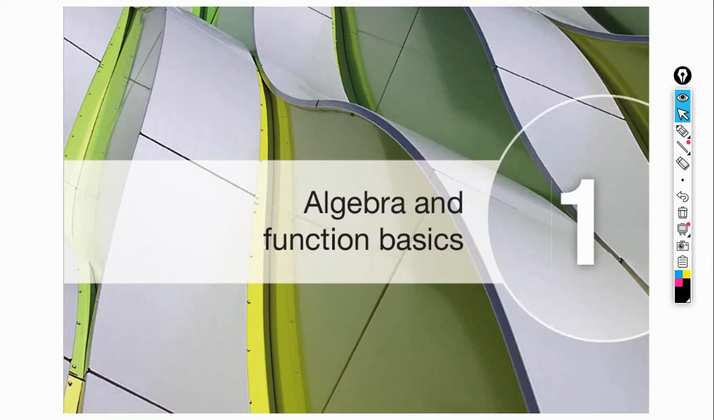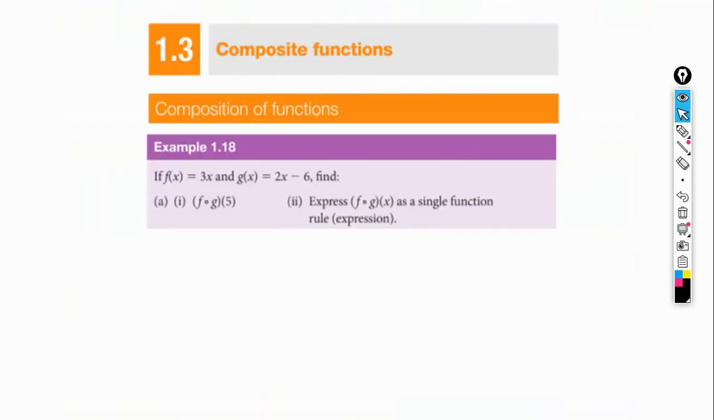Hi everybody. So in this video we're going to continue with chapter 1, Algebra and Function Basics. And specifically we're going to go into topic 1.3, Composition of Functions. So here we are with example 1.18, and it says, if f of x equals 3x and g of x is equal to 2x minus 6, find part A, f of g of 5.